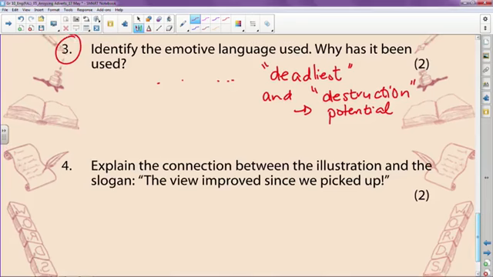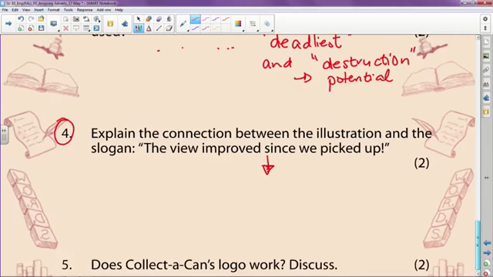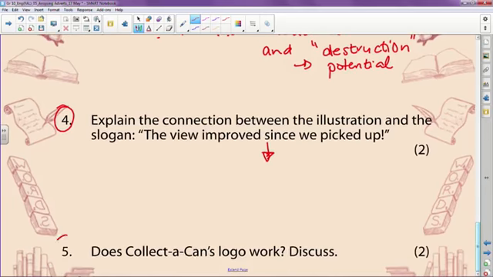And then question number 4, explain the connection between the illustration and the slogan. "The view improved since we picked up." Probably once the cans have been picked up, the view of the giraffe eating the cans will have changed to the giraffe eating actual leaves, which is great. And then finally, does the collect the cans logo work? Now this is up to you, all right? And remember, you would just need to justify it. All right, so that's questions based on that advert.